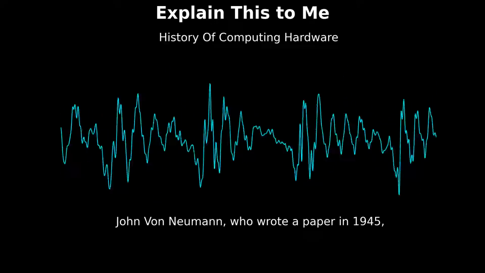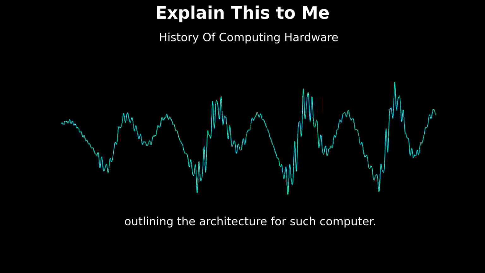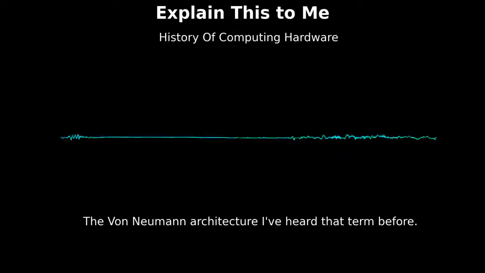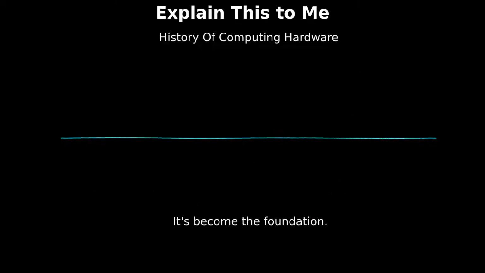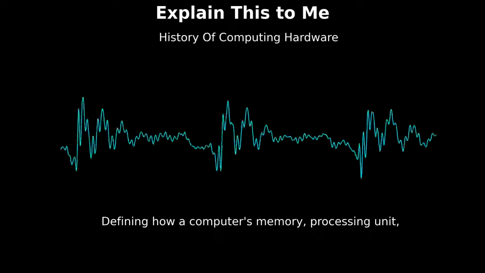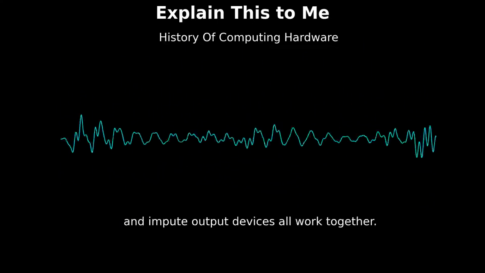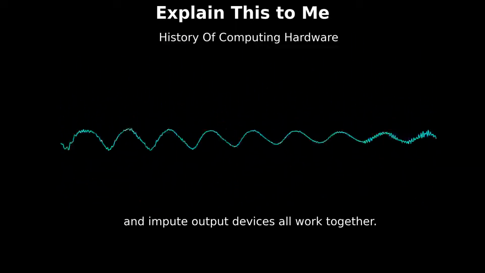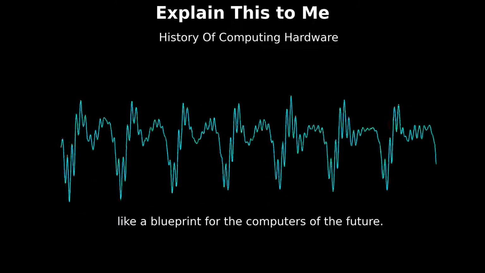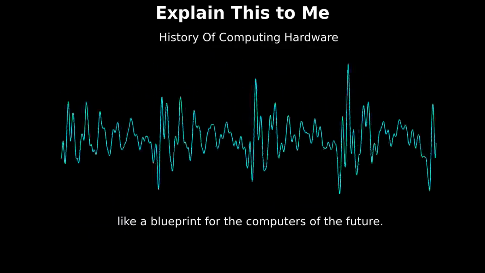It's become the foundation for most modern computer architectures. Defining how a computer's memory, processing unit, and input-output devices all work together. So his paper was like a blueprint for the computers of the future. He was incredibly influential, yeah. So what happened after that paper? Did people start building these stored program computers?